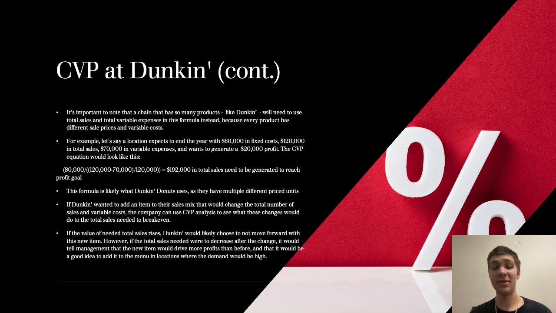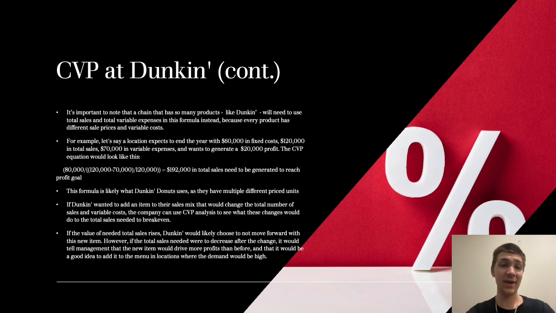Then you take 80,000, which you get from the $60,000 in fixed costs and the $20,000 in desired profit, and you divide that by the contribution margin ratio, getting the total amount of sales you need to generate to reach your profit goal, which in this case is $192,000. This formula is likely what Dunkin' Donuts uses, as they have multiple different priced units, making the unit prices a lot harder because each unit costs a different amount.